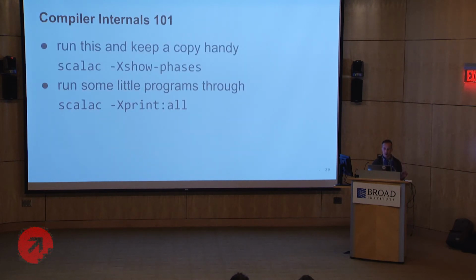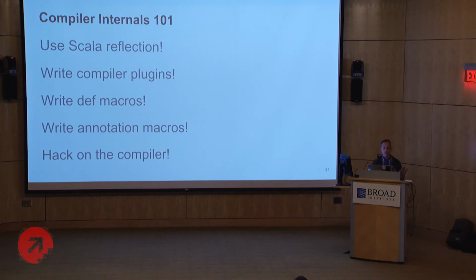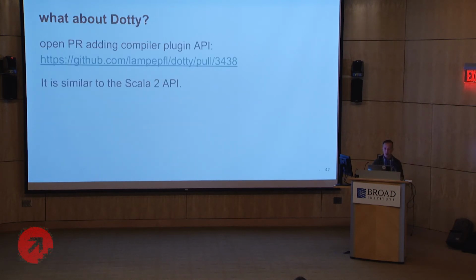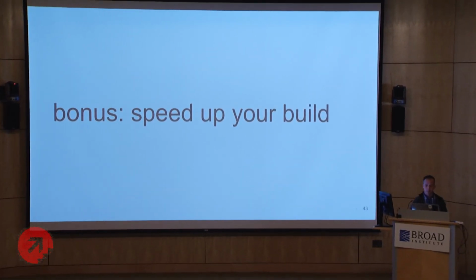So here are things to try. Here are talks to watch. Here is documentation to read. All of these things will help you, not only if you're writing a compiler plugin, but also if you just want to use Scala reflection, write macros, hack on the compiler. It's all the same material. Dotty doesn't have a plugin API yet. It will soon. There's an open PR you can look at if you like. It's very similar to the existing API.